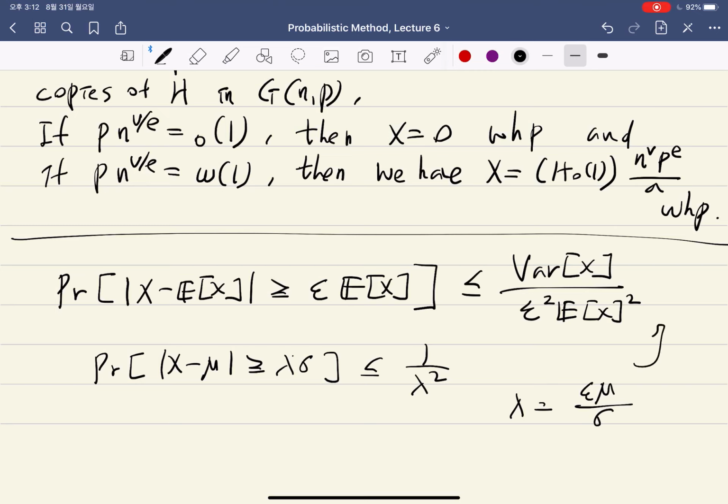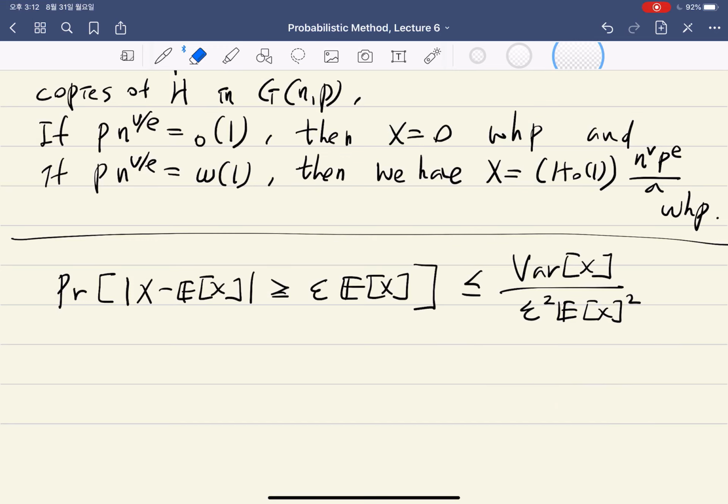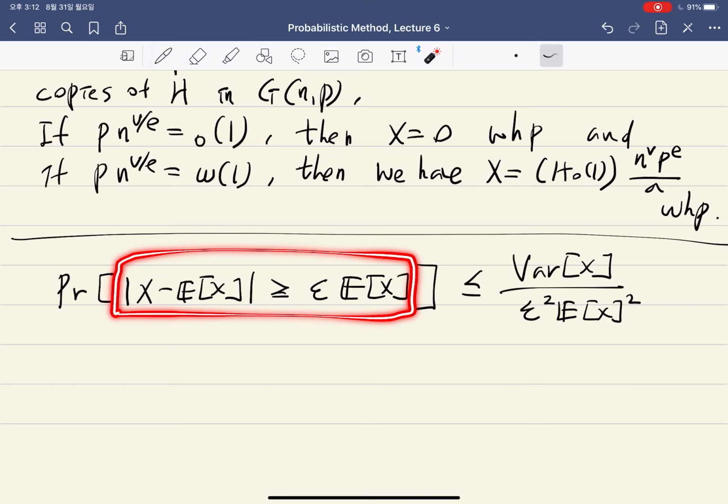Then, you can get the above inequality. Oftentimes we want to just show that X is concentrated around its average, and then the error term is just little o of 1 times this, which is essentially smaller than epsilon times the expectation. So this is essentially what we want to show: it is concentrated around its expectation.